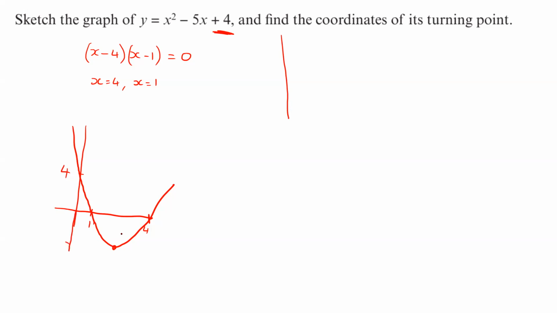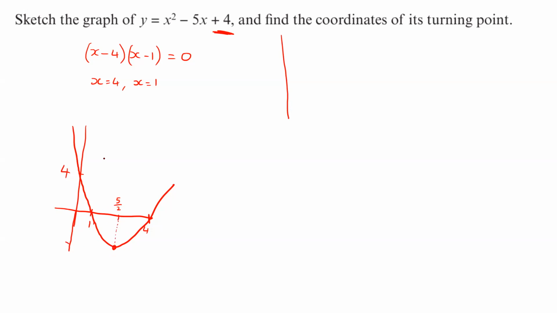In order to do that, there's a few different ways, but you can find the midpoint of these two values. So 4 and 1 have a midpoint at 2.5 or 5 over 2. So 4 plus 1 is 5, divided by 2 gets me this point. That's the central line. Every quadratic is symmetrical, that's that central axis.